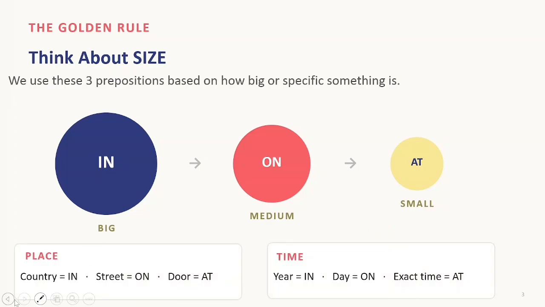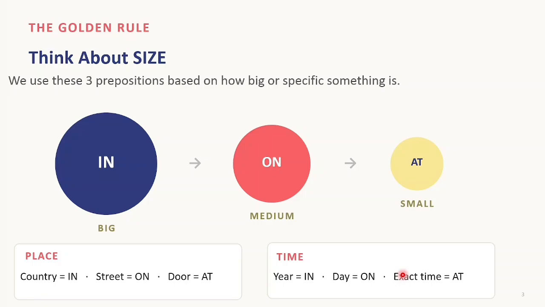These are also the examples. For place, for country we use in because a country is big, for street we use on, and for door we use at. And for time, for year we use in, for day on, and for exact time at.